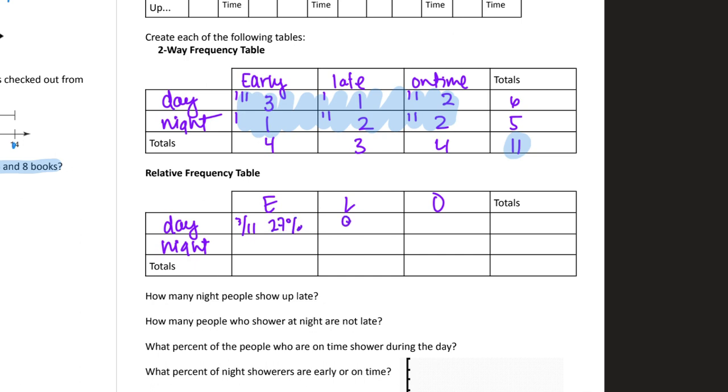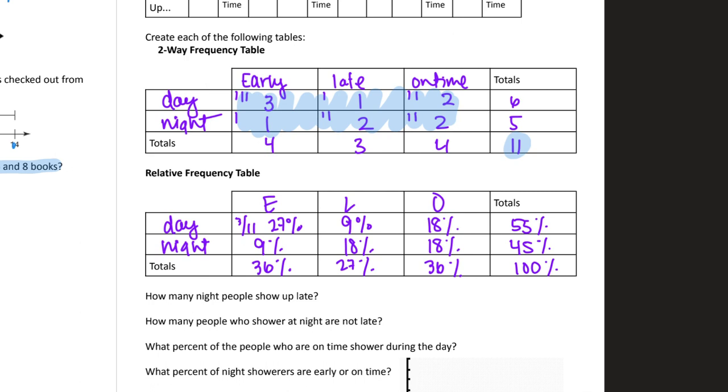So I'm just going to fill it out. This one is going to be 9%, 18%, 9%, 18%, 18%, 55%, 45%, this is 100%, 36%, 27%, and 36%. Okay. So now we can answer these questions.